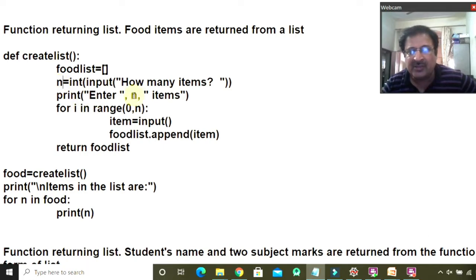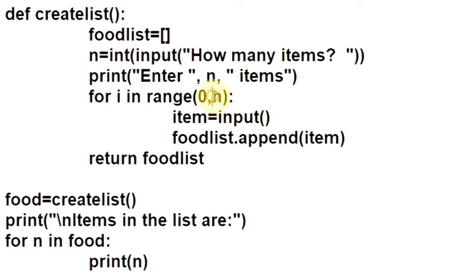On the screen you get a message, enter 3 items. This for loop will go from 0 till 3. 3 is exclusive, so the value of i will be 0, 1 and 2. The for loop will terminate when the value of i becomes 3. Okay. By the input function, the user will be asked to enter values one by one, and every value entered by the user will be assigned to the variable item. Suppose I enter pizza first, right? So pizza will be assigned to this item variable.